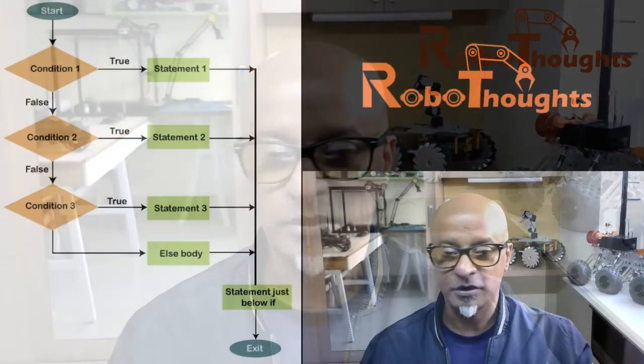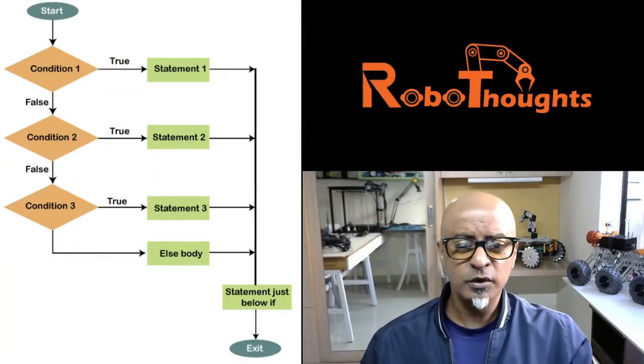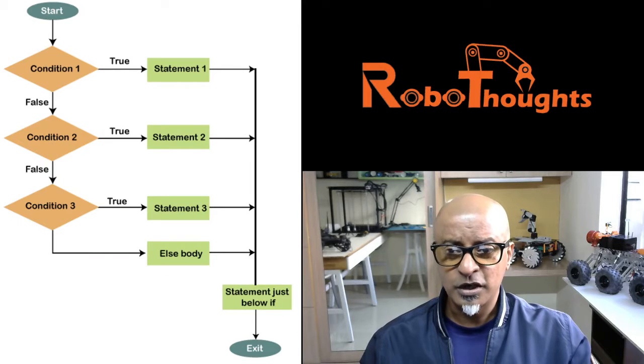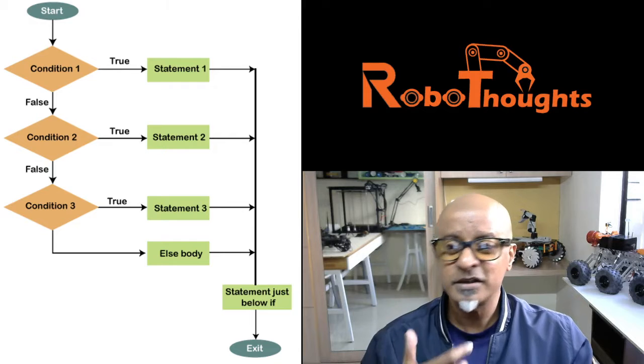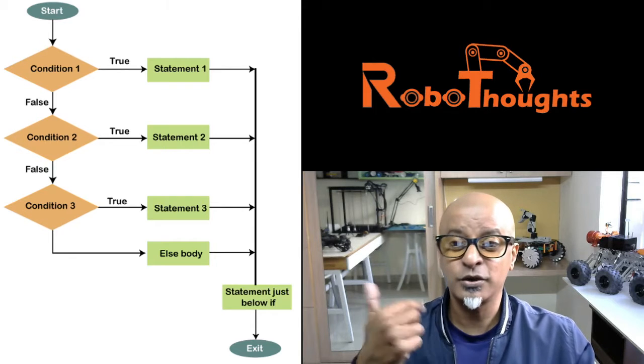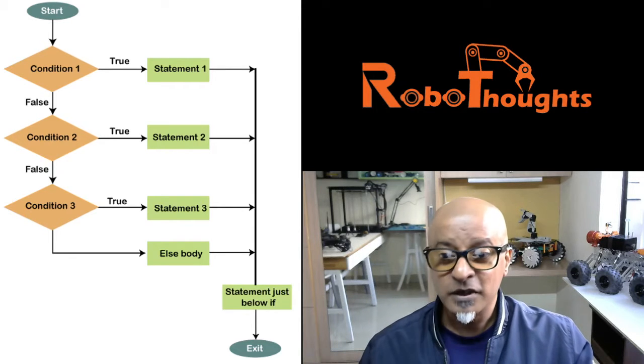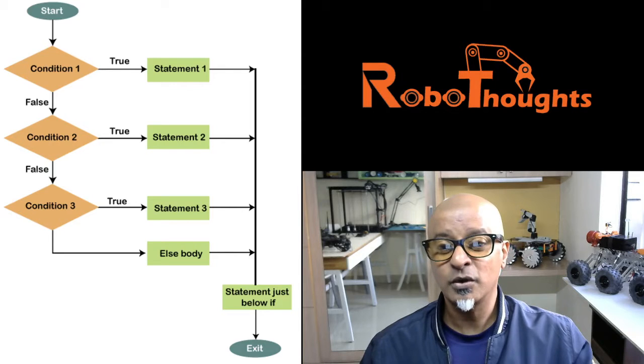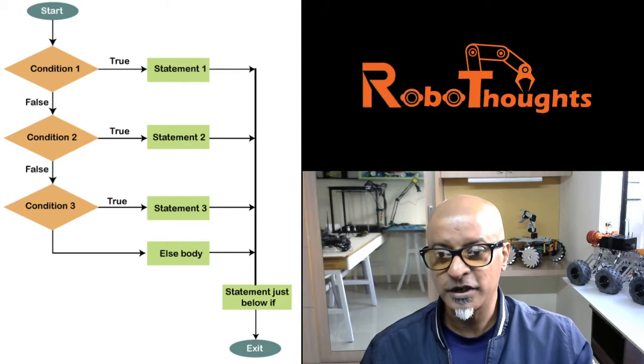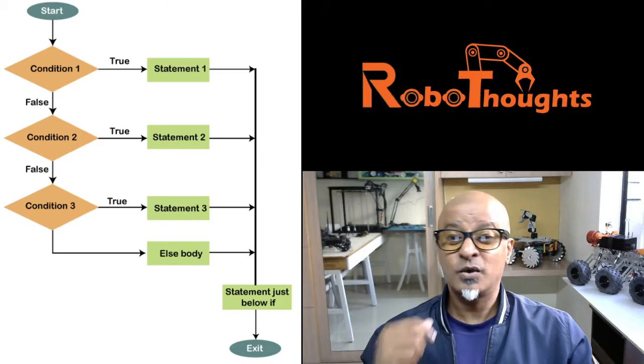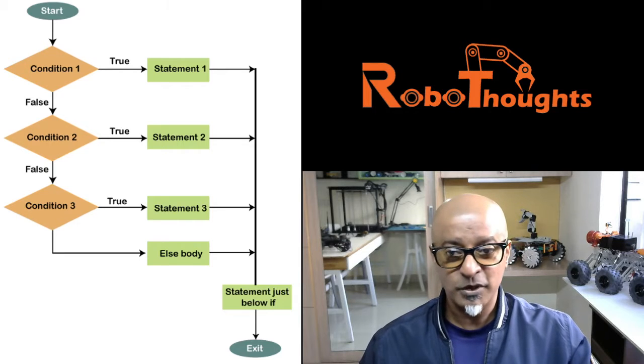So let me show you the logical sequence of how this works. If you look at the chart here, the control statement starts from your int, your declaration of the pins and so on, and then you do the void setup. After the void setup, once you come into your void loop, you set up the first condition, condition 1, and if condition 1 is true, it goes to statement 1.